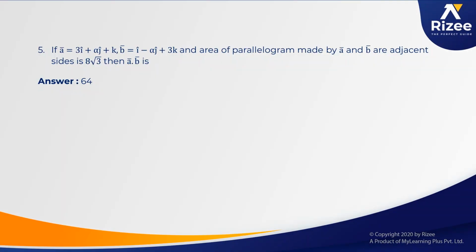A is equals to 3i plus j plus alpha j plus k. B is equals to i minus alpha j plus 3k, and the area of a parallelogram made by A bar and B bar adjacent sides is 8 root 3. Then find A dot B. The adjacent sides of a parallelogram, one is A bar, one is B bar.